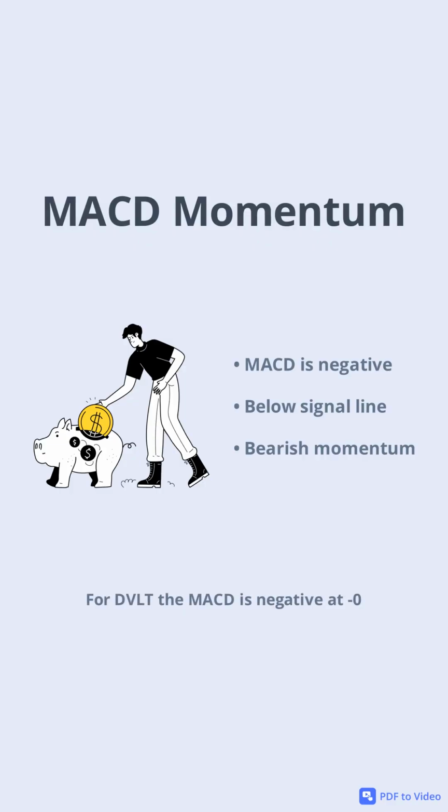For DVLT, the MACD is negative at minus 0.224 and remains below its signal line, confirming the bearish momentum. There are no signs of a bullish divergence at this time, which means the downtrend is likely to persist unless new buying interest emerges. We'll show how the MACD works and what traders should look for as a sign of a potential reversal.